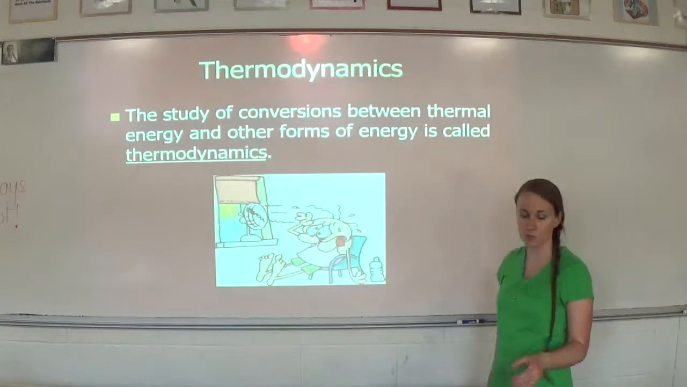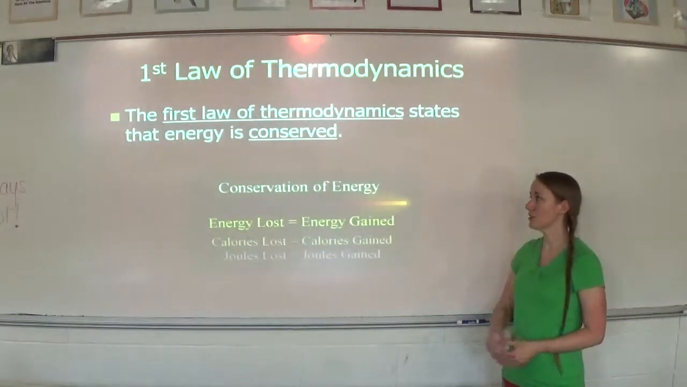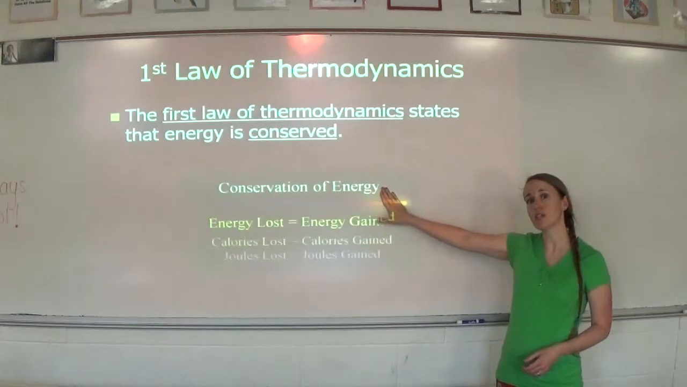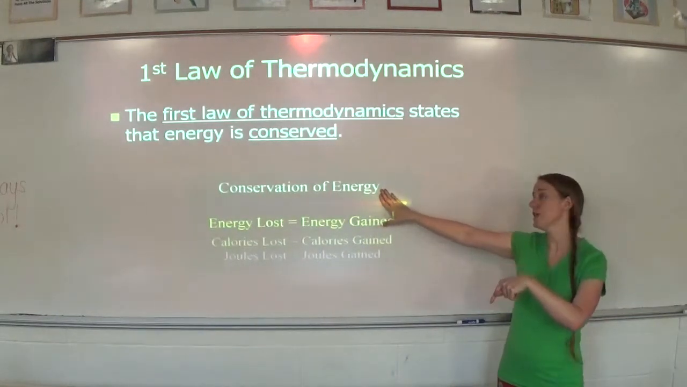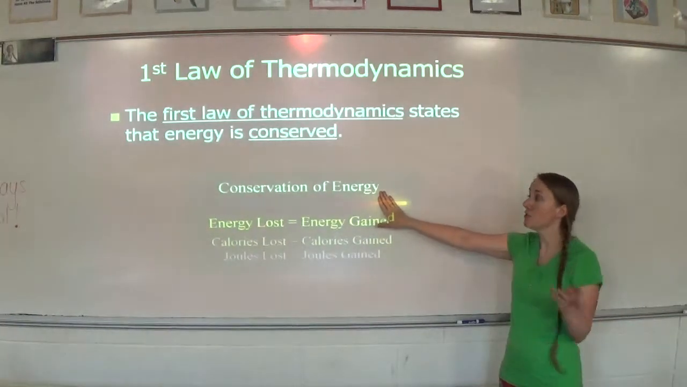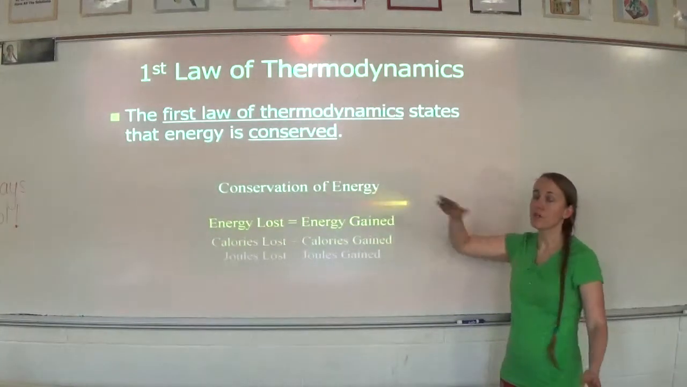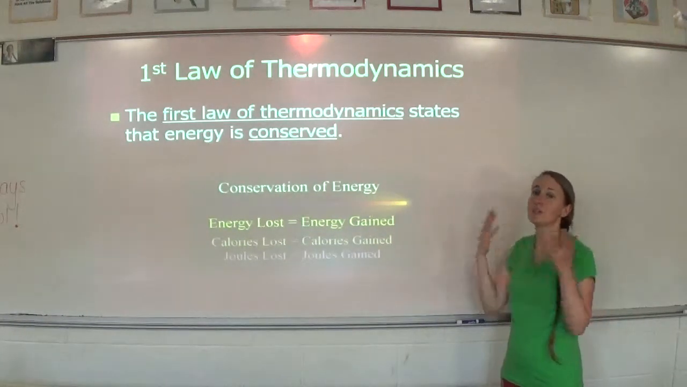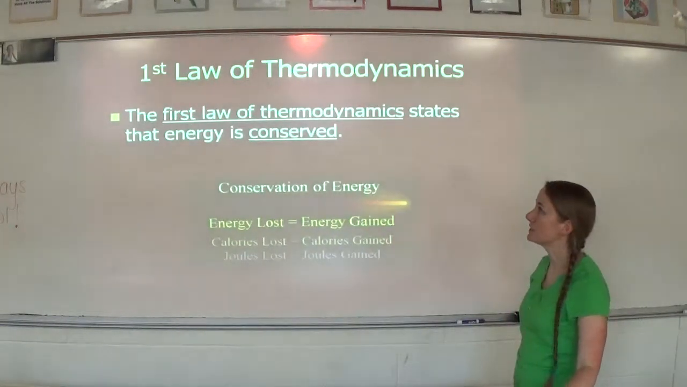So thermodynamics, the study of conversions between thermal energy and other forms of energy, is called thermodynamics. So we're going to learn the 3 laws of thermodynamics. The first law of thermodynamics states that energy is conserved. So we've already talked about the law of conservation of energy. Energy can neither be created nor destroyed, or once Einstein came up with E equals mc squared, energy and matter together are conserved. Energy and mass together are conserved. But energy is conserved. So that means, remember, we know it can change into different forms, but the total amount of energy must remain constant in physical and chemical processes.